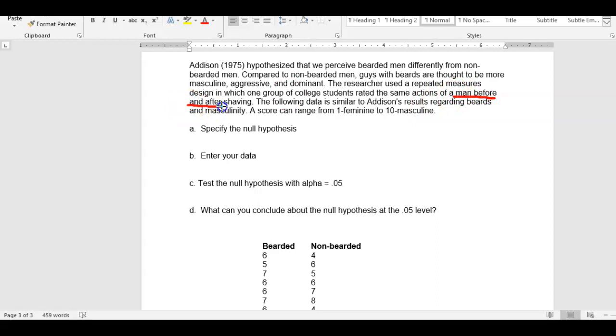Before and after shaving. Now, this study would take forever if we were waiting for all these guys to grow a beard. Instead, we see them bearded and then they can go into the bathroom and shave and then we look at them again. How masculine, dominant, and aggressive does the guy look? Well, guess what? This is not an independent t-test, is it? It's a dependent t-test. So the null hypothesis would say there will be no significant difference before and after the men shave. Enter your data.